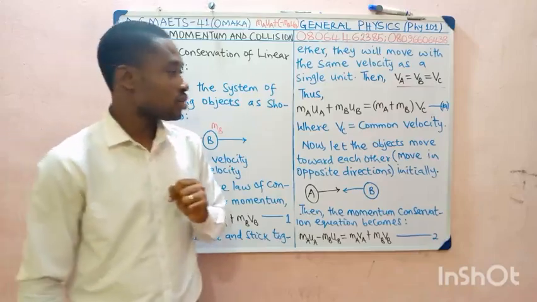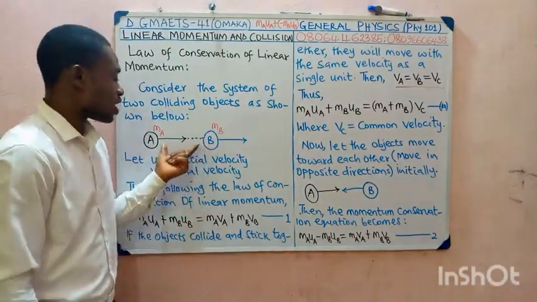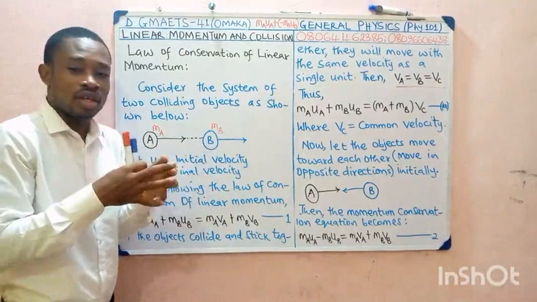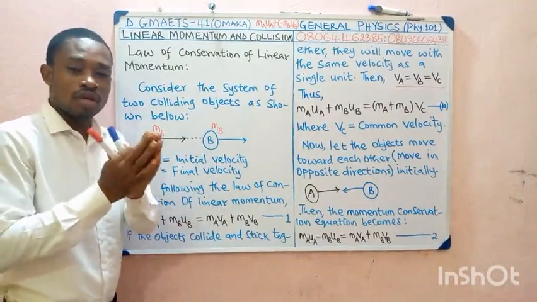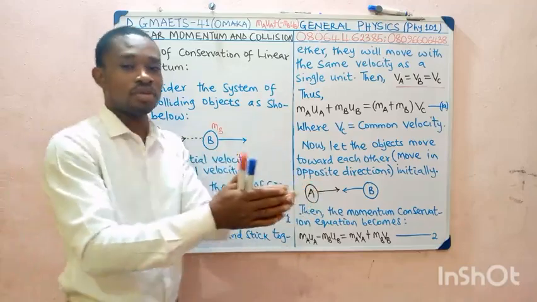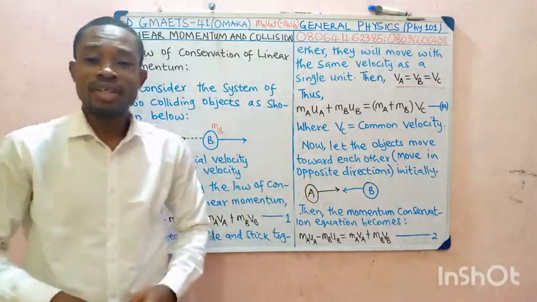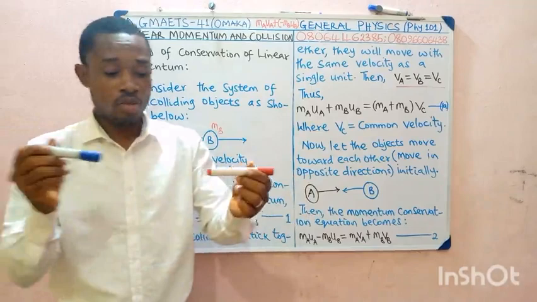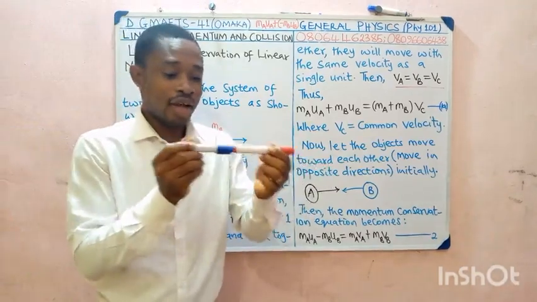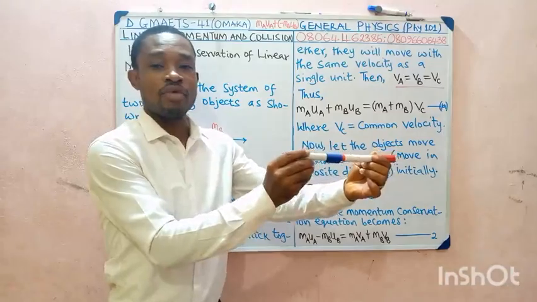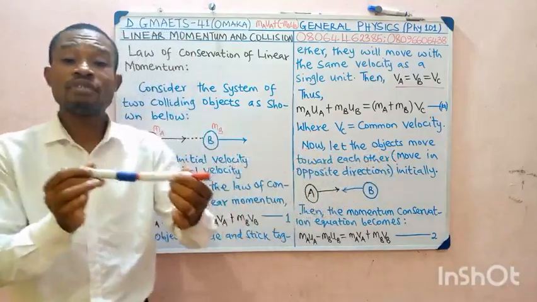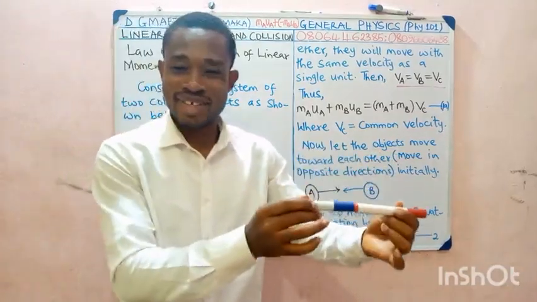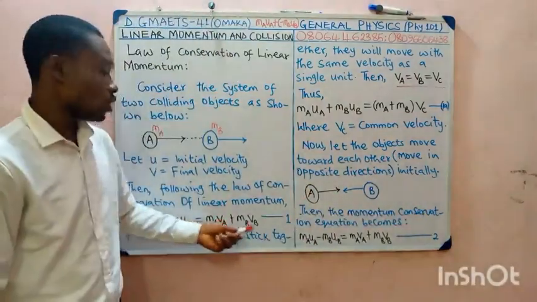Now I'm going to ask a question. What if these two objects, after colliding, stick together, form one single unit, and then move in the same direction? That is after collision, something like this. This one moves in and then collides. And both of them stick together and move in one direction. Of course, they will have the same velocity, the same final velocity. Therefore, VA will be equal to VB.